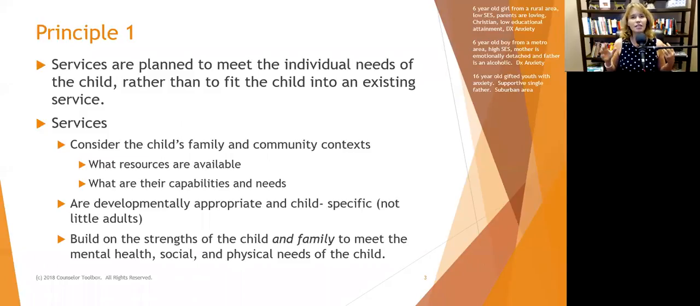So I want you to consider 3 different cases as we go through this. One is a 6-year-old girl from a rural area, low socioeconomic status. Parents are loving, Christian, low educational attainment, and the child has a diagnosis of anxiety. Okay, so what kinds of services is she going to need? What resources are available? And what are the capabilities of the community, the resources, and the family?